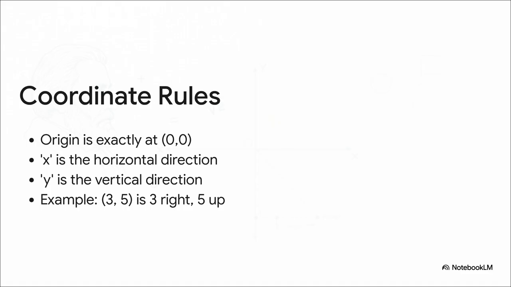And here's the golden rule. They are always written in a very specific order. Horizontal first, then vertical. So if you see an ordered pair like 3, 5, it literally just means you move exactly 3 units to the right and 5 units up.